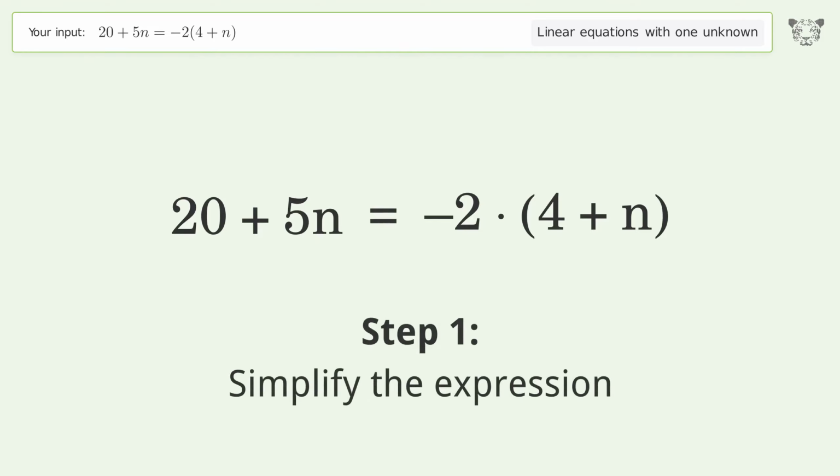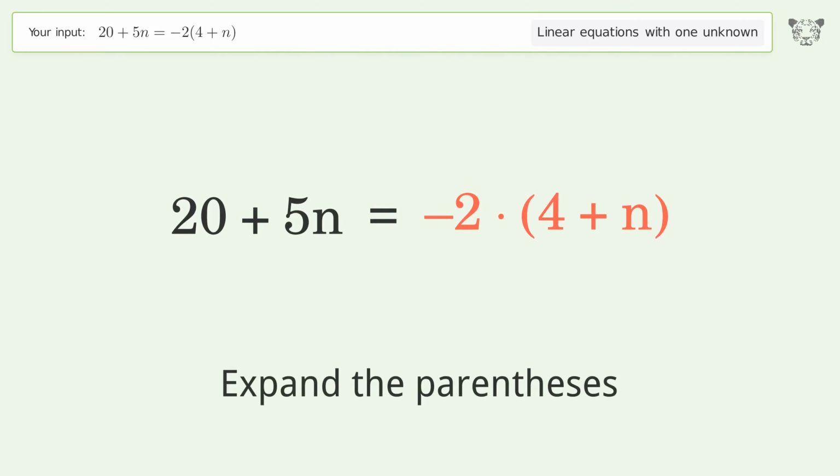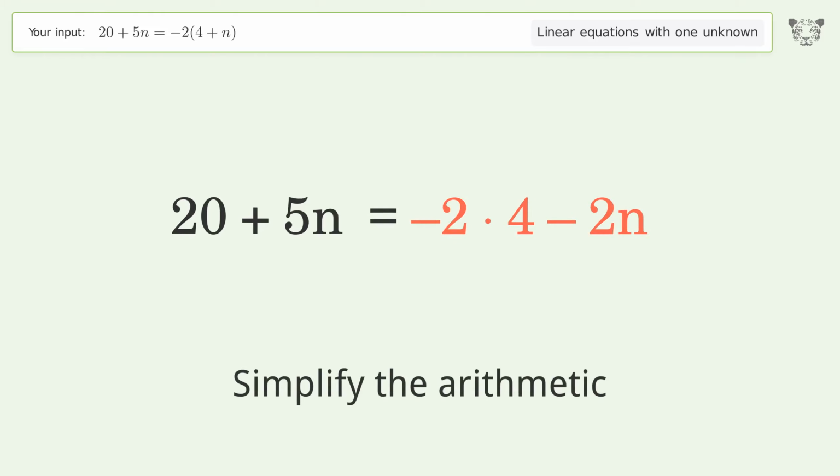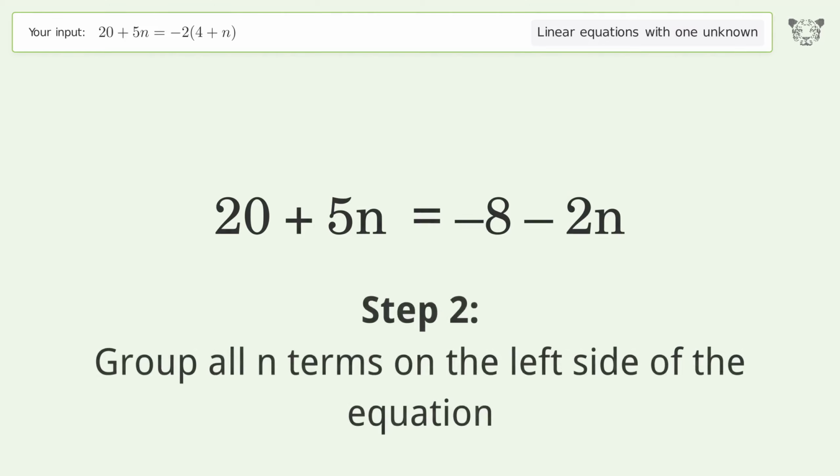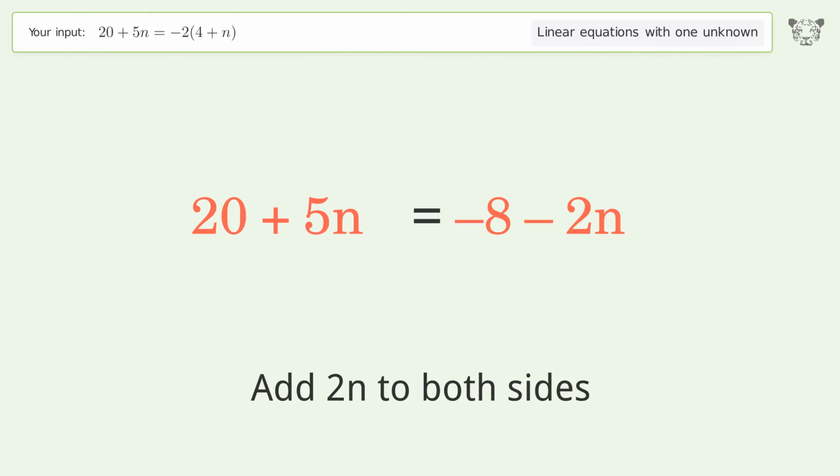Simplify the expression. Expand the parentheses. Simplify the arithmetic. Group all n terms on the left side of the equation. Add 2n to both sides.